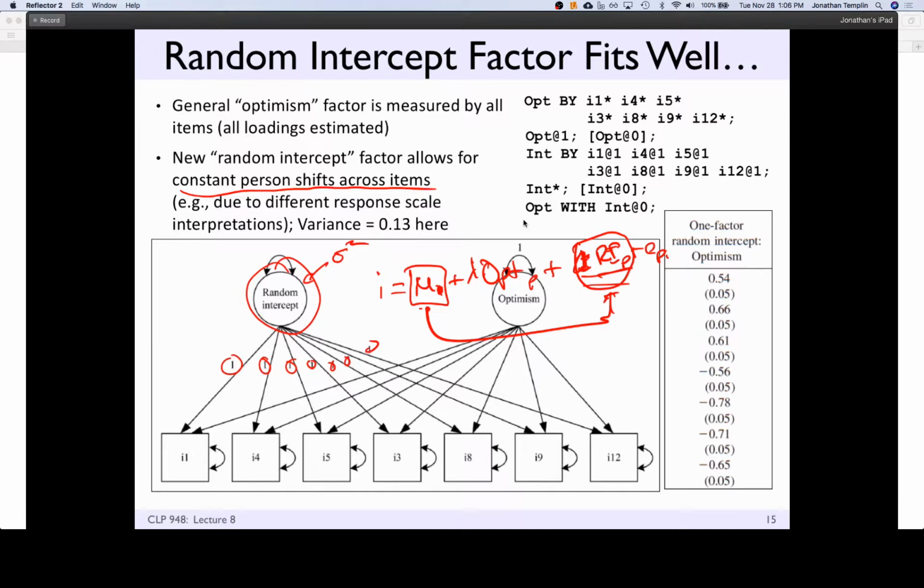Now, the random intercept is often not thought to be correlated with the optimism factor, because again, it's an idiosyncratic property of the person interpreting the scale rather than something to do with the factor itself. But this is one way that we see this sometimes.